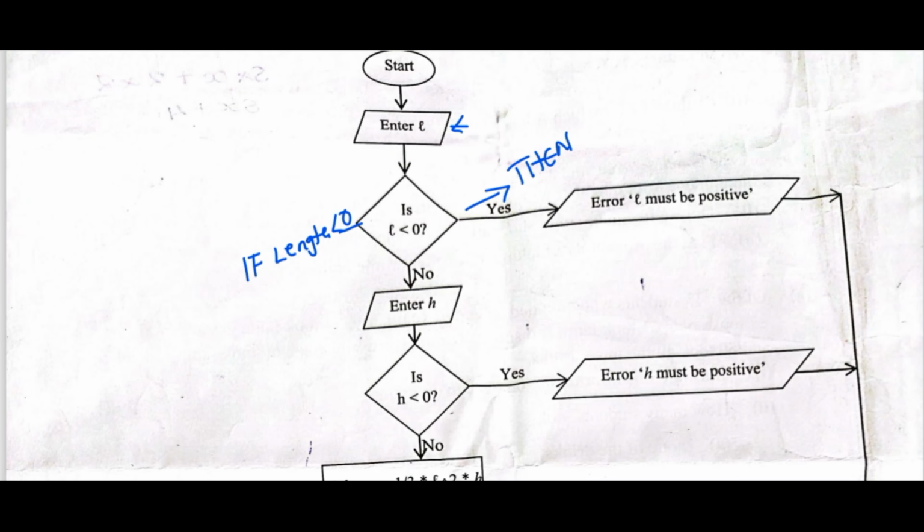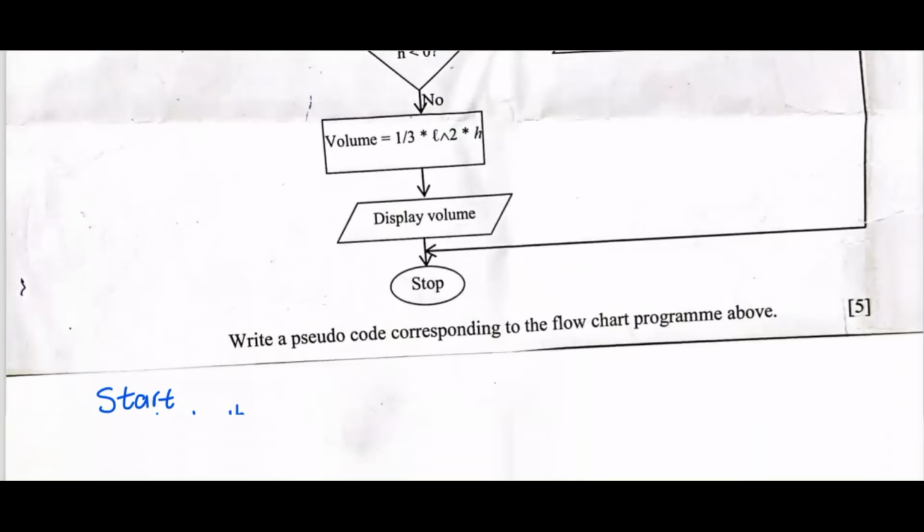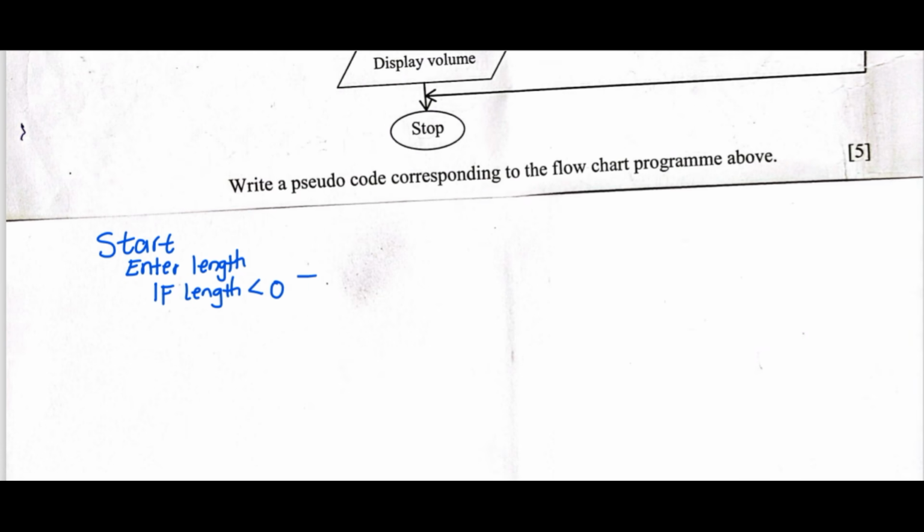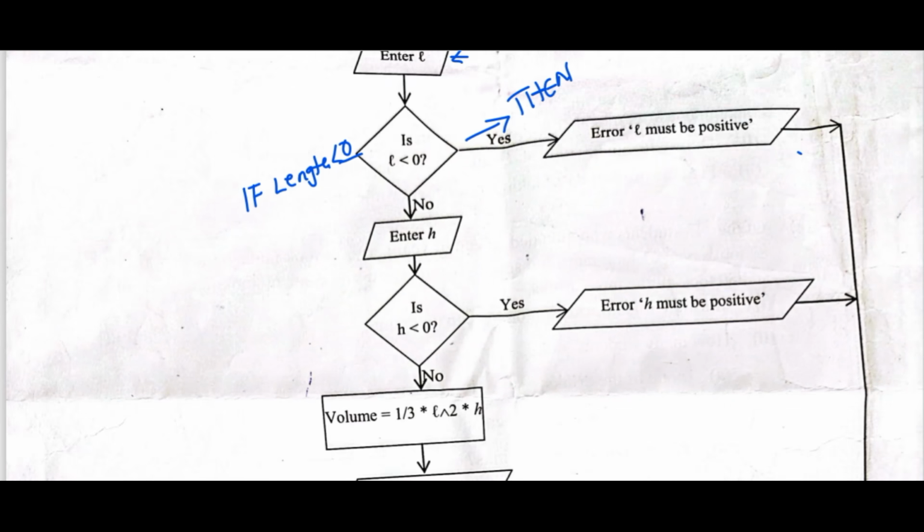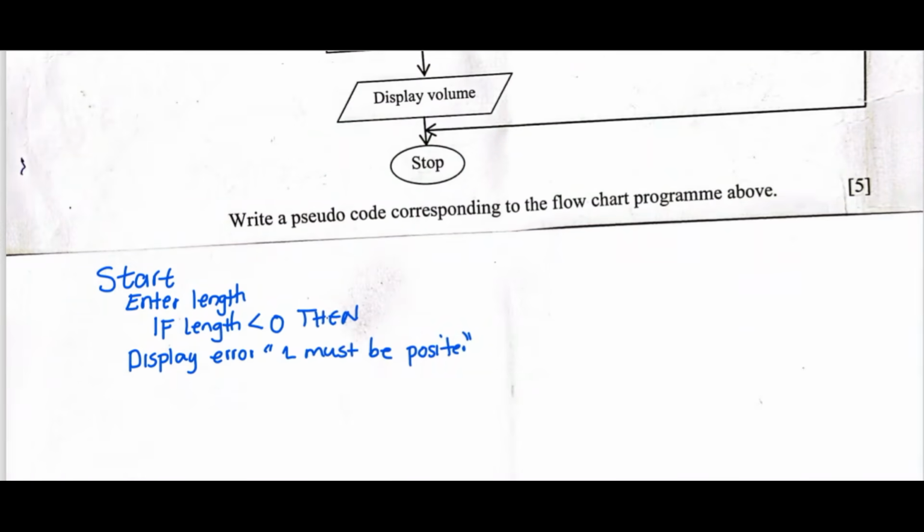Then what are we supposed to do? We have a paragraph here. So say then, which simply means yes. You say display error, L must be positive. Then what else do you have? So we've indicated this, so we go to no. No will be followed by else. So else goes with no.